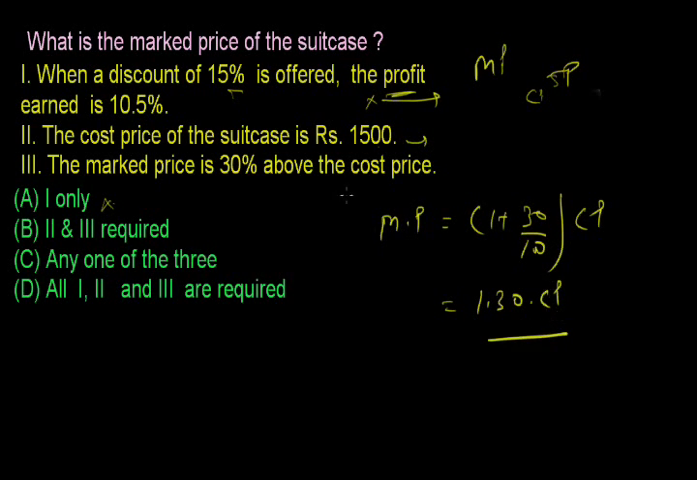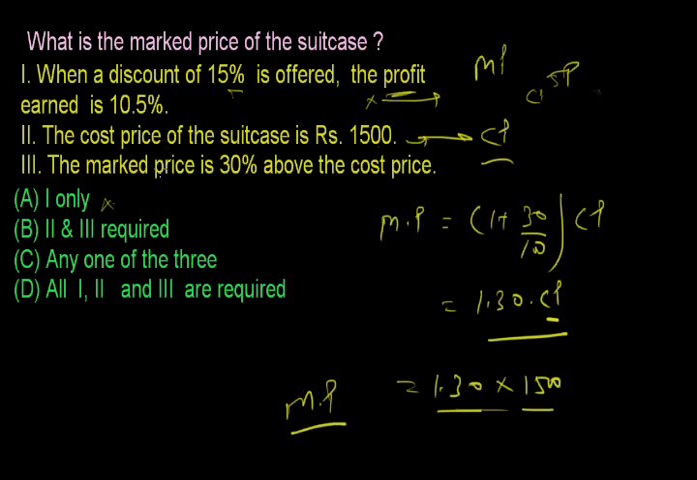Can I calculate if I use statement 2? Statement 2 says about the CP, that is the cost price, so it is 1.30 into 1500. Now 1.30 into 1500, yes, I'm getting the market price. So using 2 and 3, I'm getting the answer.